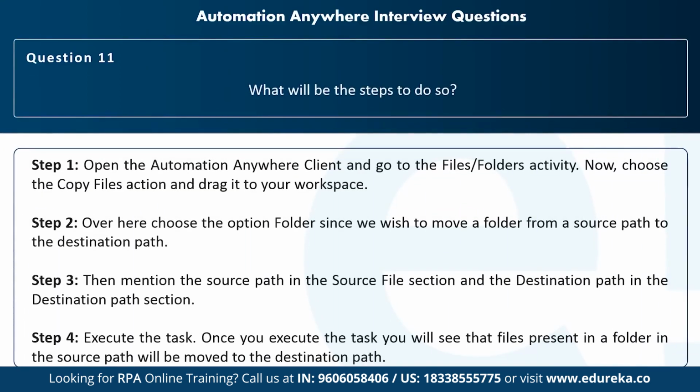Well, the steps will be basically to open an Automation Anywhere client and then go to the files and folders activity. After that, you have to choose the copy files action and drag it to your workspace. After that, you have to choose the option folder, since we want to move a folder from the source path to the destination path. After that, you have to mention the source path in the source section and the destination path in the destination section. After that, you simply have to save your task and execute it, and you'll see that all the files present in the source folder will move to the destination folder. So let me just show you how that can be done.